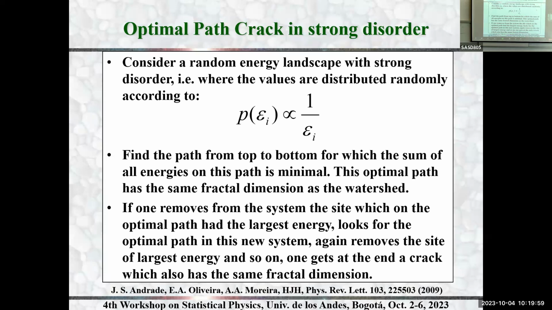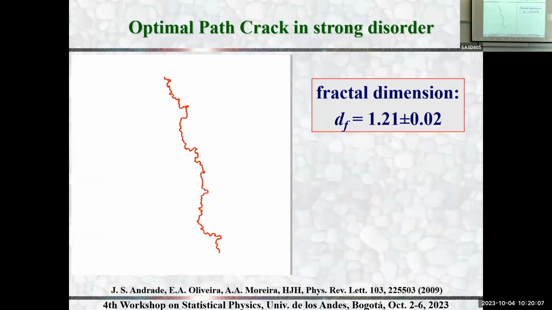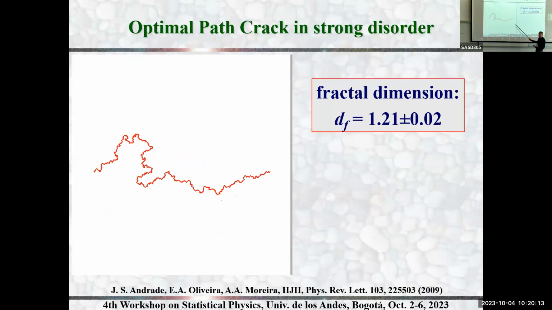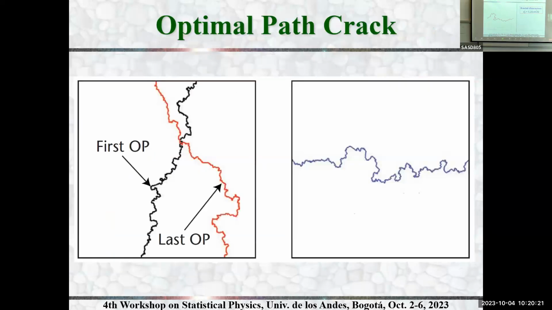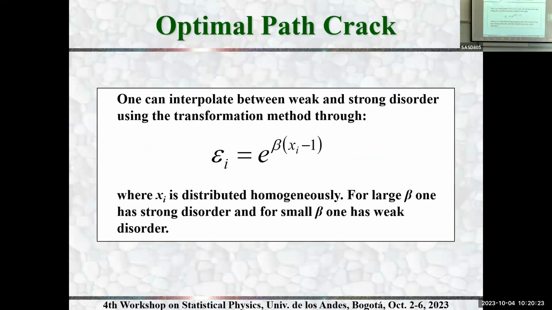Okay, so if you can construct them, it's not so easy because you have to always shift the cutoff. But when you construct them, then you can see that in infinite disorder, even the first path is already watershed. So the paths are watershed fractals, and the crack itself is also a fractal, which is watershed.